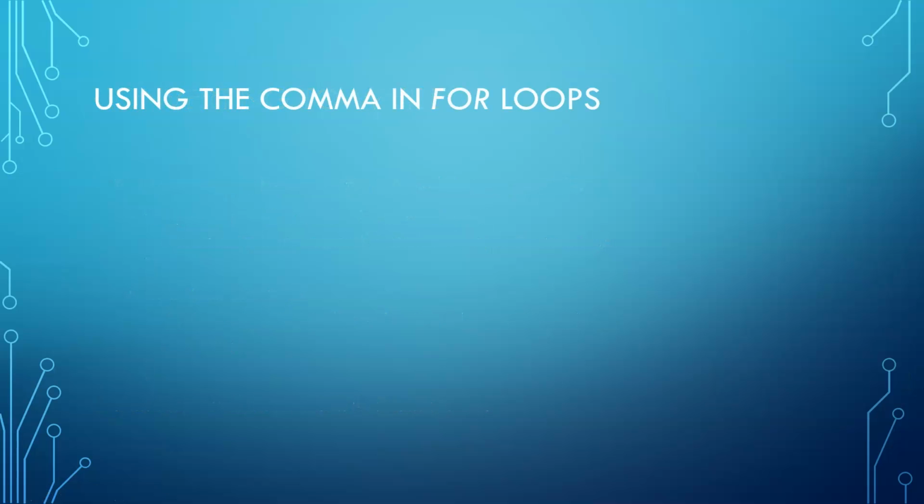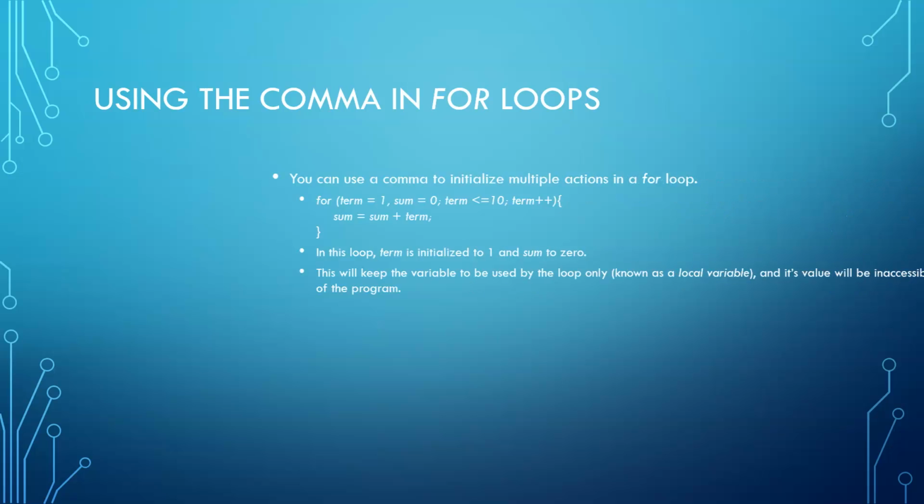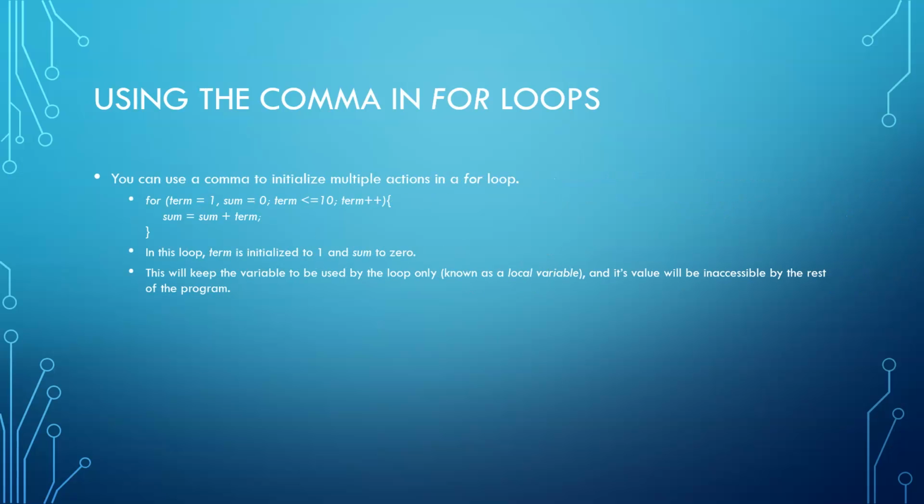Now, we can, of course, use a comma in our for loops as well. So we can technically initialize multiple actions inside a for loop. It's not something that you necessarily see that often, but it can be done. So for term equals 1, sum equals 0, term is less than or equal to 10, term plus plus, sum equals sum plus term. In this loop, term is initialized to 1, and sum is initialized to 0.